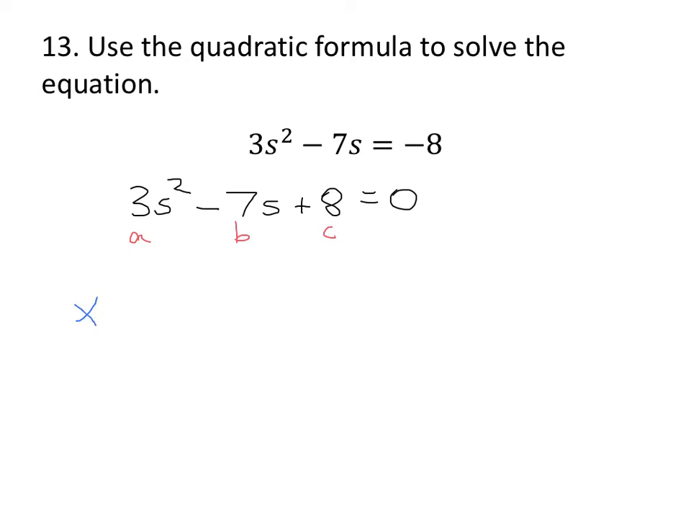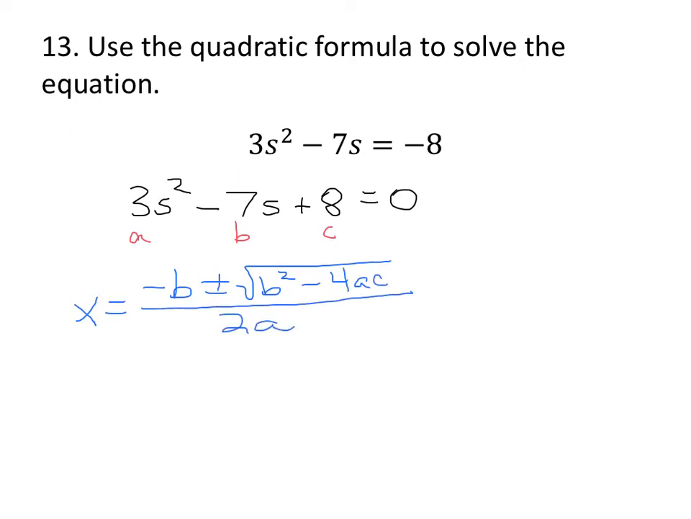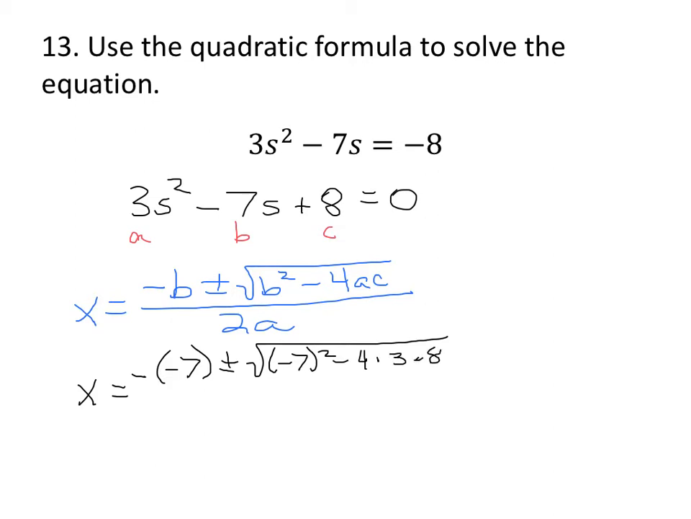And the quadratic formula, which you're memorizing, is negative b plus or minus the square root of b squared minus 4ac over 2a. So in this problem, x is going to equal negative b, which is negative 7, plus or minus the square root of negative 7 squared minus 4 times a, which is 3, times c, which is 8, all of that over 2 times 3.